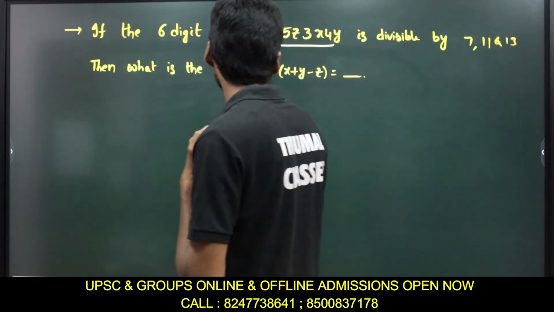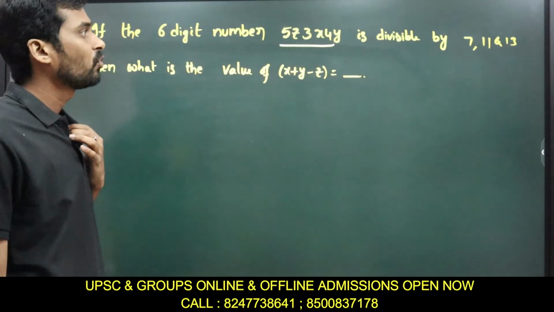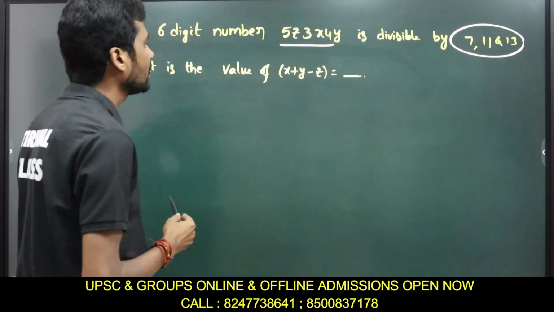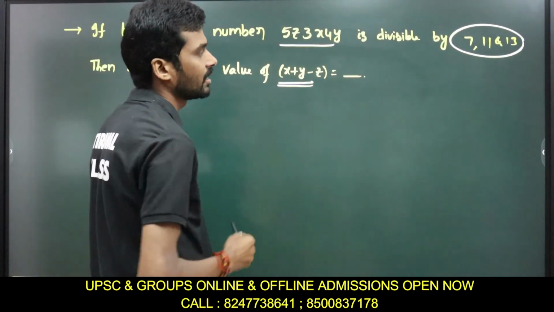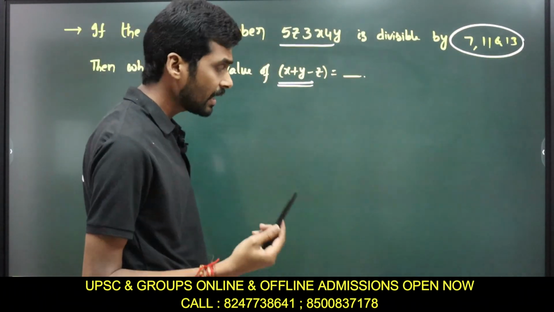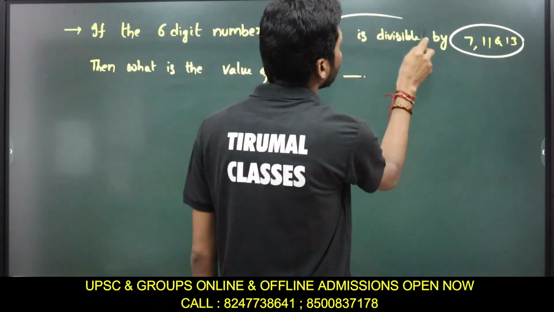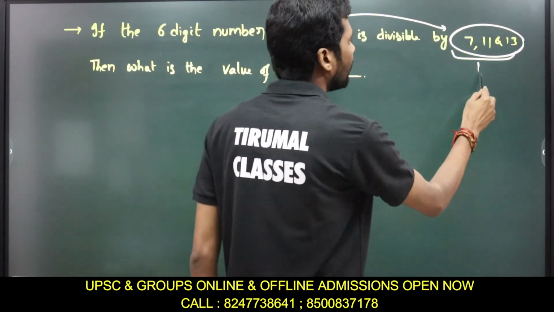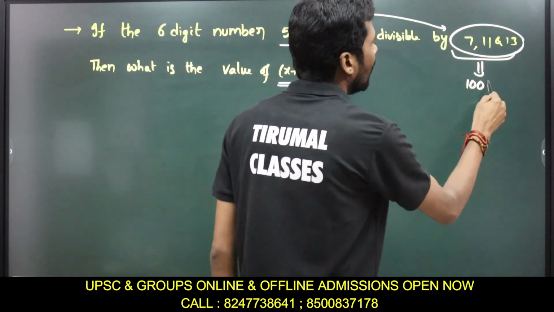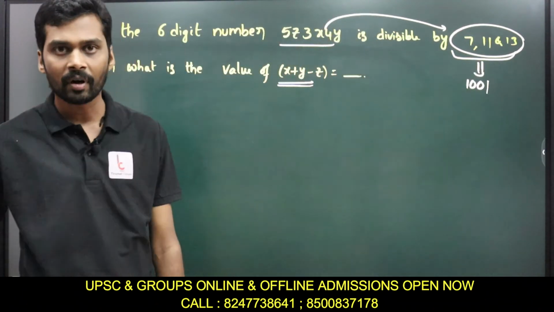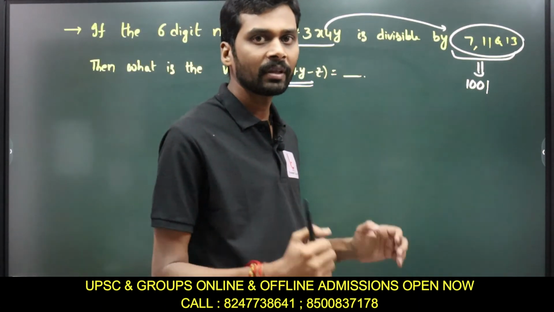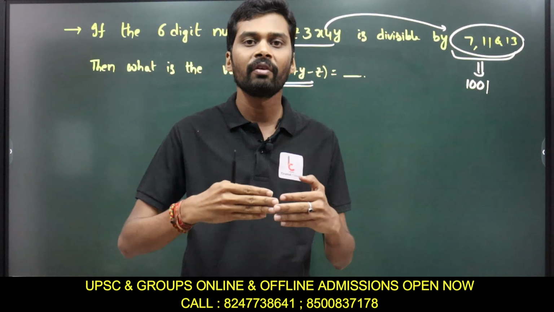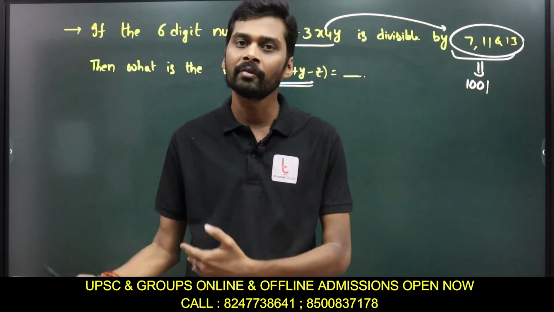So if the 6-digit number 5z3x4y is divisible by 7, 11 and 13, then what is the value of x plus y minus z? Okay, x plus y minus z. Again, this number must be divisible by all of 7, 11 and 13. Then what is the LCM of this number? 7, 11, 13 means that immediately remember this. This number is a very important number. Even if you see 1001, immediately we will write that number as 7 into 11 into 13.